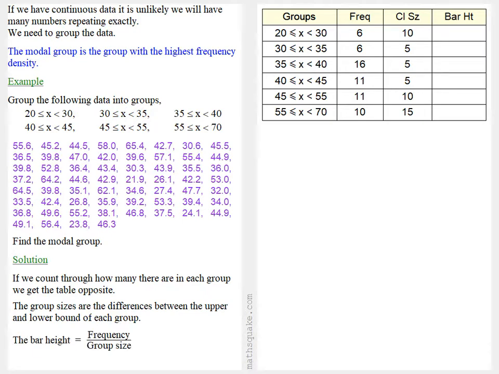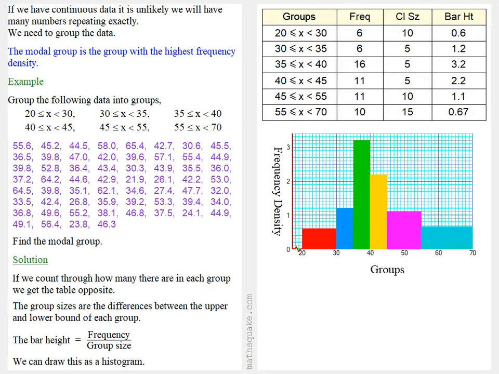Now we can work out the bar heights. The bar heights are equal to the frequency divided by the group size. So they are 6 divided by 10, 0.6, 6 divided by 5, 1.2, 16 divided by 5, 3.2, 11 divided by 5, 2.2, 11 divided by 10, 1.1, and 10 divided by 15, 0.67. We can then draw this in a histogram. We see that the modal group is the group 35 to 40.